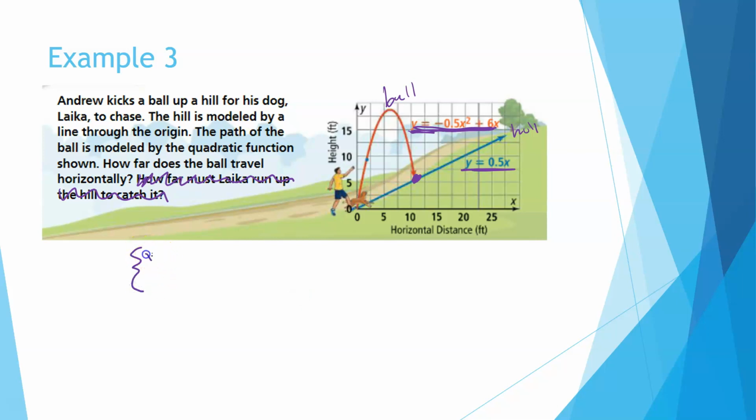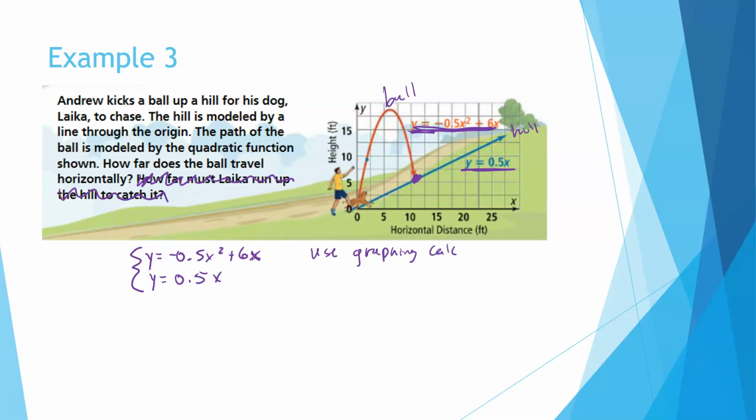solving the system. So we're making that a system, -0.5x² plus 6x, and y equals 0.5x. And like I said, if you have something like this where you want an exact value, we could use substitution. But in this case, we're actually going to use our graphing calculator. So I'm probably not going to come back to this slide.